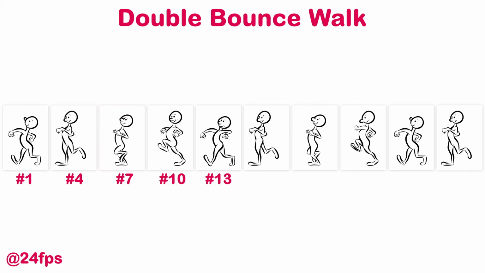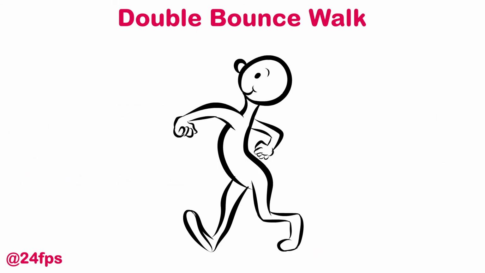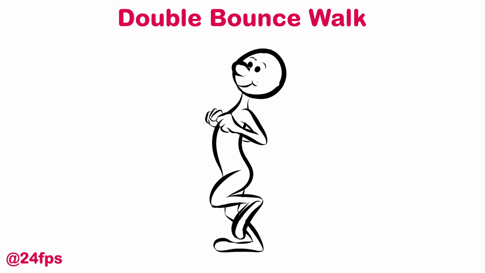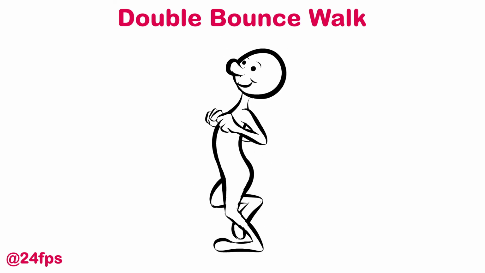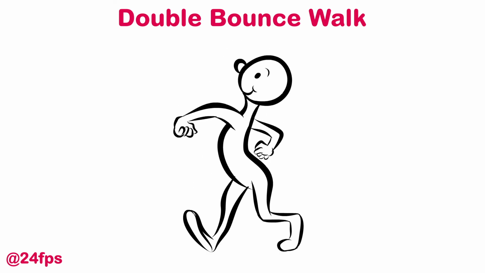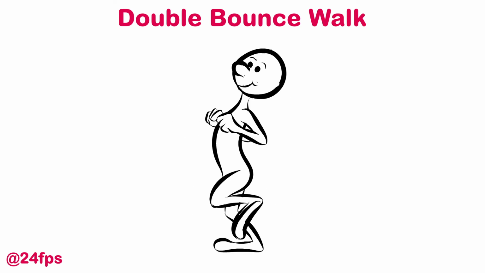So this is how you can animate a proper double bounce walk cycle. After the 13th frame, you can just repeat it again to get the whole walk cycle animation. A typical walk cycle animation, if you are animating it at 24 frames per second, would be around a second. So that is how you can animate a double bounce walk cycle.